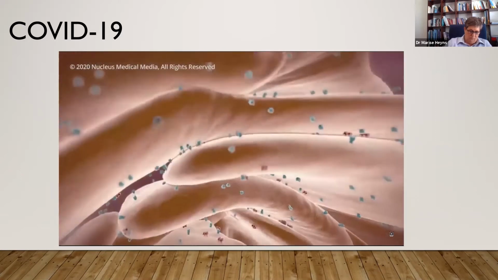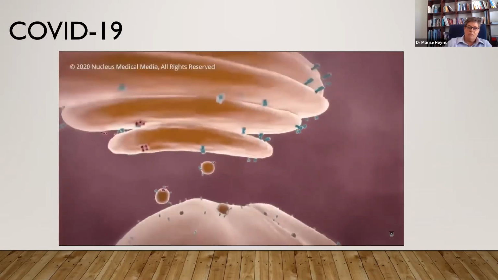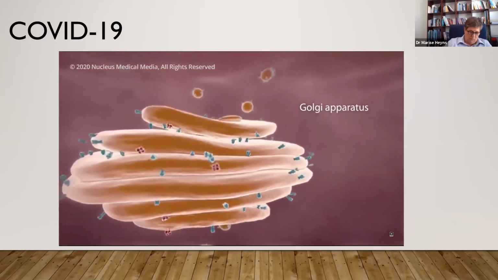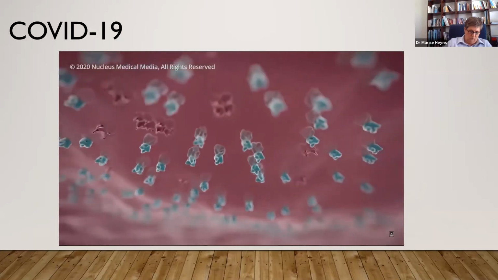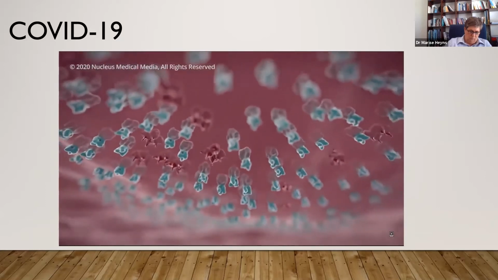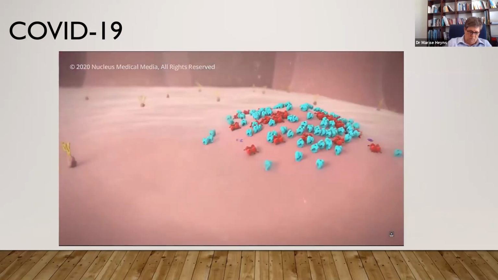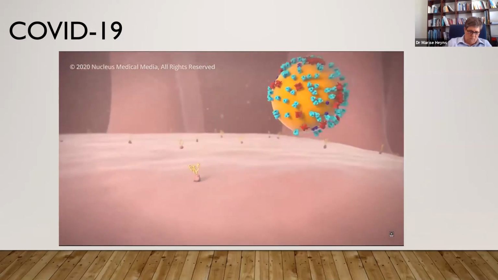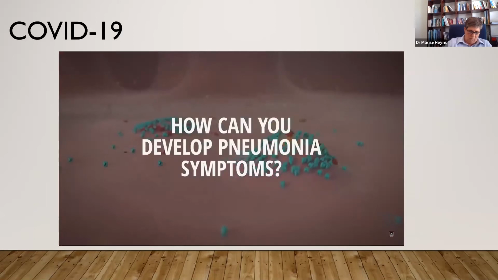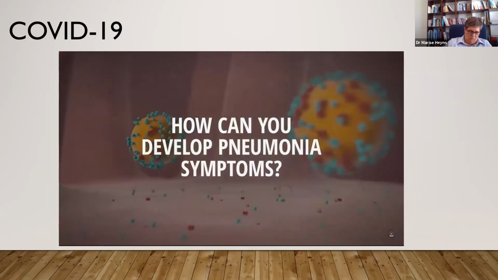A packaging structure in your cell then carries the spikes in vesicles which merge with your cell's outer layer, the cell membrane. All the parts needed to create a new virus gather just beneath your cell's membrane. Then, a new virus begins to bud off from the cell's membrane. Now, with the virus spreading in your body, how can you develop pneumonia symptoms?